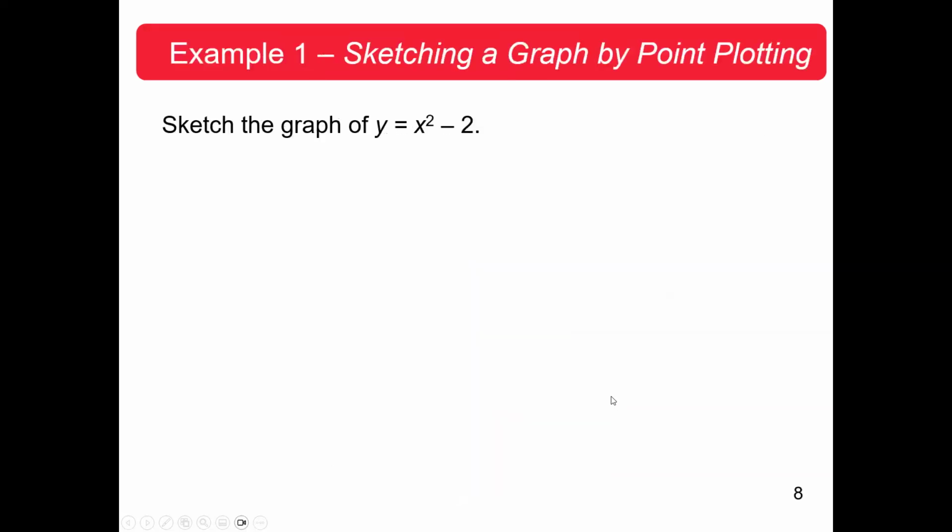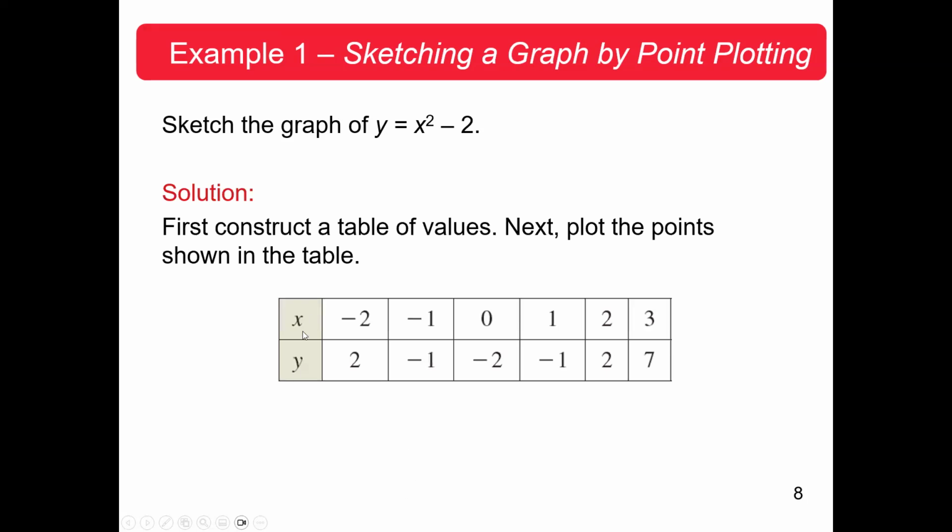Again, as we said, it's a two-step process. So let's try this example here. Sketch the graph of y equals x squared minus 2. The first step is to come up with a table, set my table up. Then the second step is to use the values in the table to plot your graph. So here we have y equals x squared minus 2. We can decide to use x values, let's say from negative 2 to positive 4, or any values we want to. So here, for example, we decided to choose x from negative 2 to positive 3.